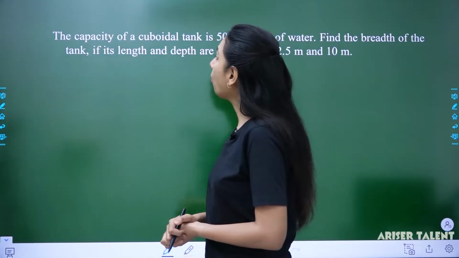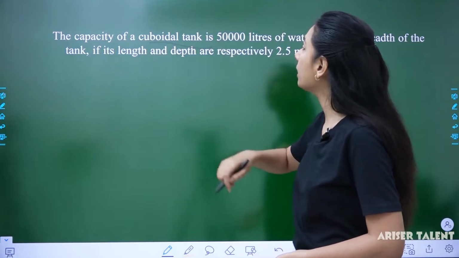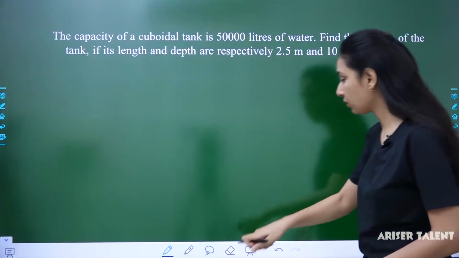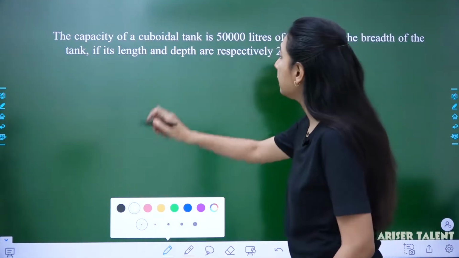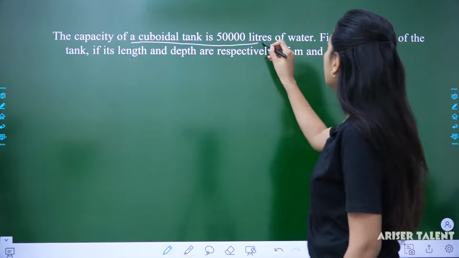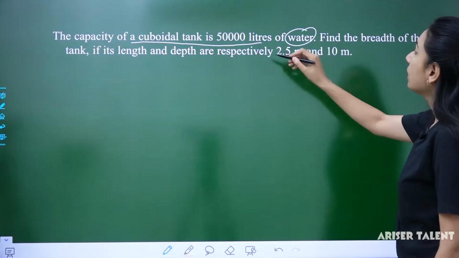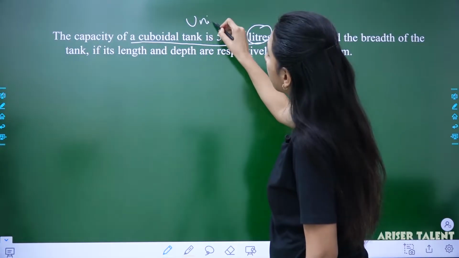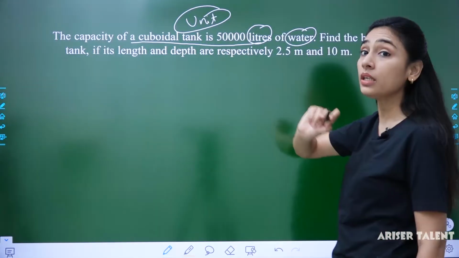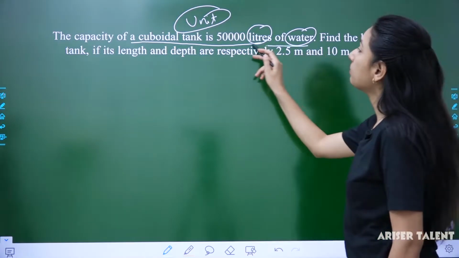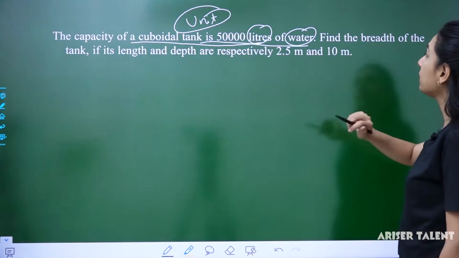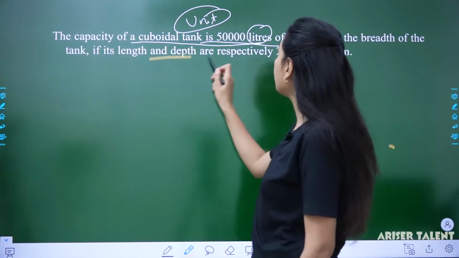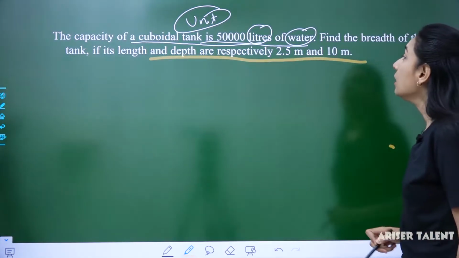The capacity of a cuboidal tank is 50,000 liters, sorry, 50,000 liters. This was the capacity of a cuboidal tank for water. Now it's in liters, so I've always taught you that you have to be very focused about the units. So the water is 50,000 liters. Find the width of the tank if the length and depth are respectively 2.5 and 10 meters.